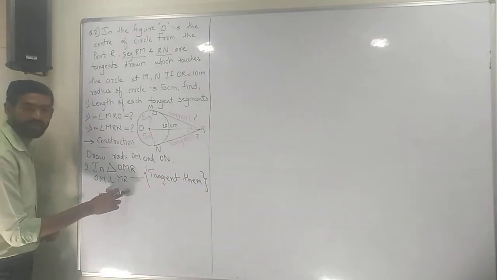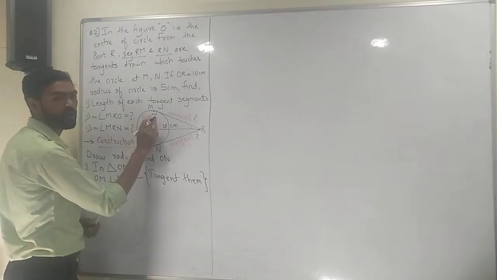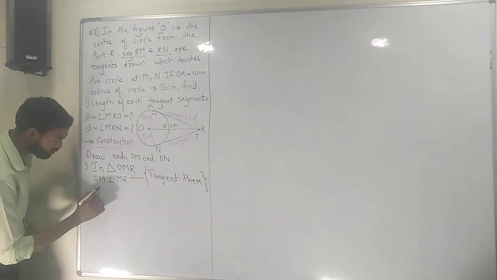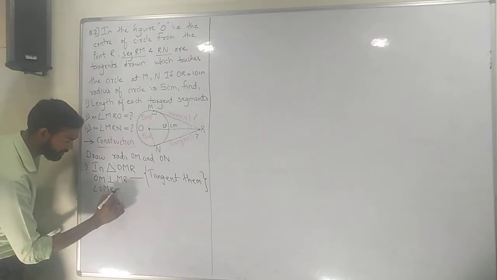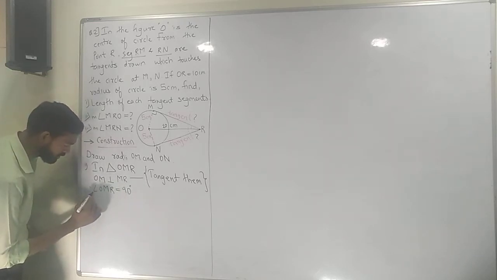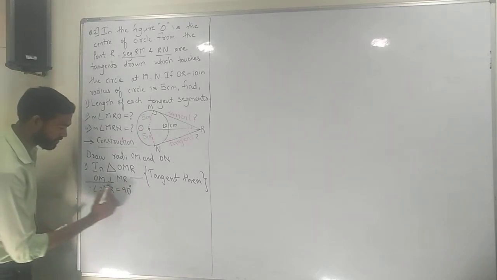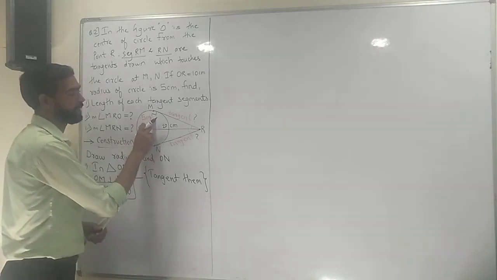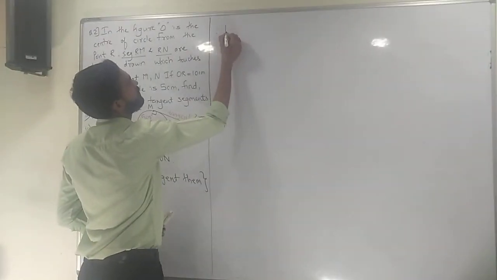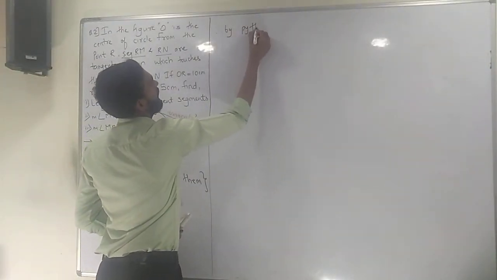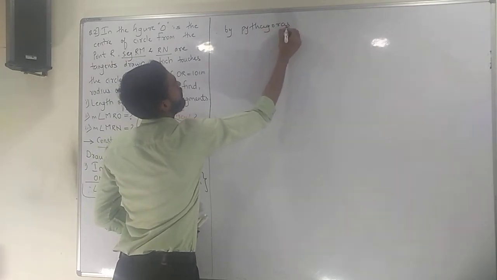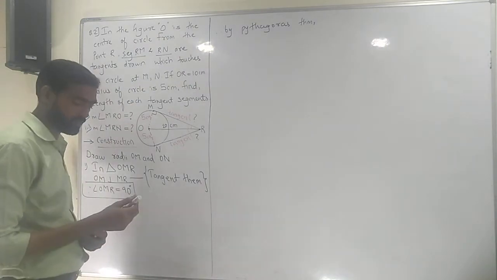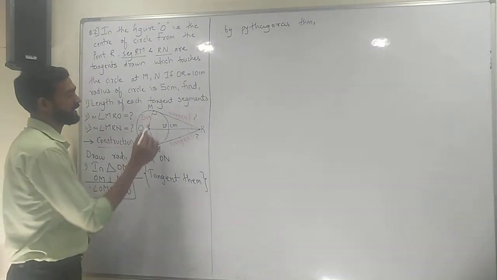Clear all? Since they are perpendicular, the measurement of this angle will be 90 degrees. So we'll write angle OMR is equal to 90 degrees. Now since this is 90 degrees, what can I apply? We can apply Pythagoras. So therefore by Pythagoras theorem. Now let us apply the Pythagoras theorem. Which triangle? This upper triangle.